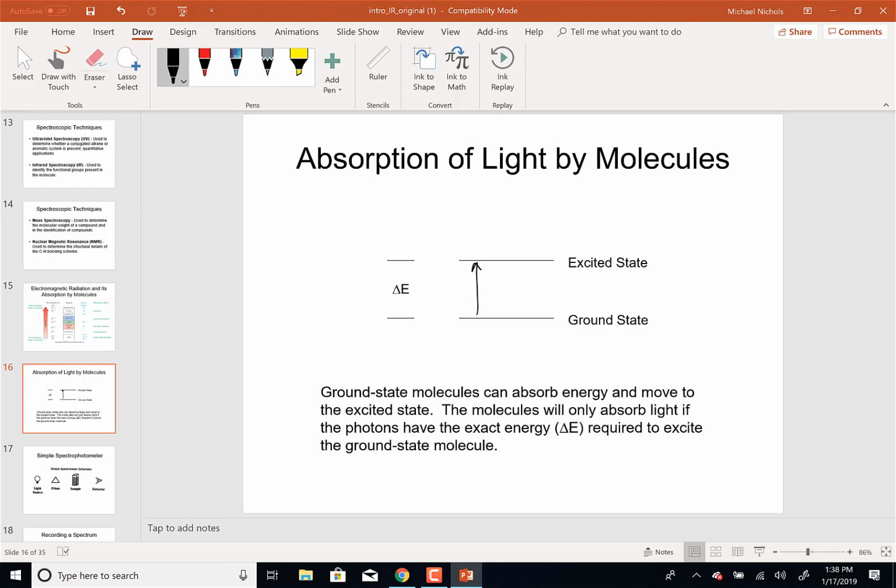And so there is an absorption of energy. Now, because the excited state and ground state energies are basically exact values, there is an exact delta E for that transition. And so that means if our excited and ground state energies are slightly different, there will be a slightly different energy of light that will cause this to happen.